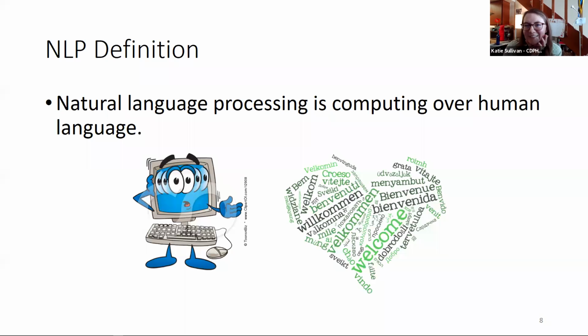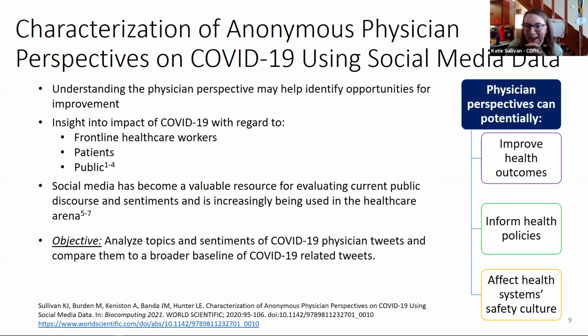So, those are some examples, but it really has a fairly simple definition. Natural language processing is just computing over human language, basically. So with that, I'm going to talk a little bit about the work that we did that used Twitter data to characterize anonymous physician perspectives about COVID-19. And just a note, like I said before, this was done on data from earlier in the pandemic last year.